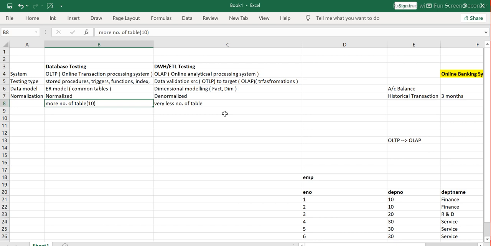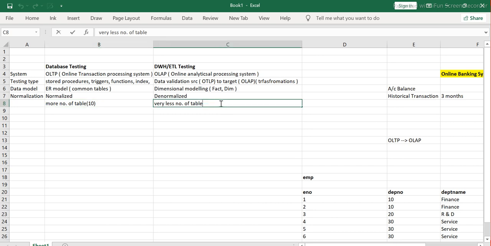If you want to fetch something, right? But here, if I have 10 tables and a huge amount of data, let's say 10 years of data, and I am making a join across all these 10 tables, then it will take ages to give me the result. That is the reason, guys, we have a very low number of tables.